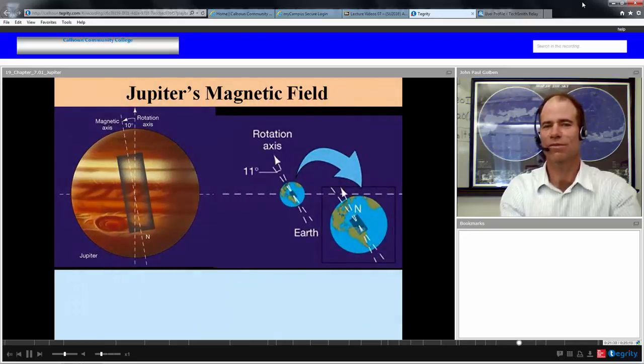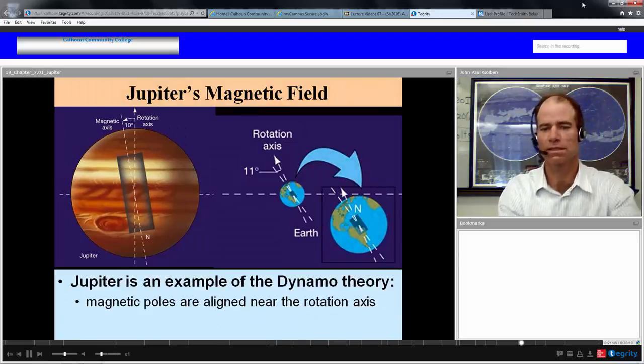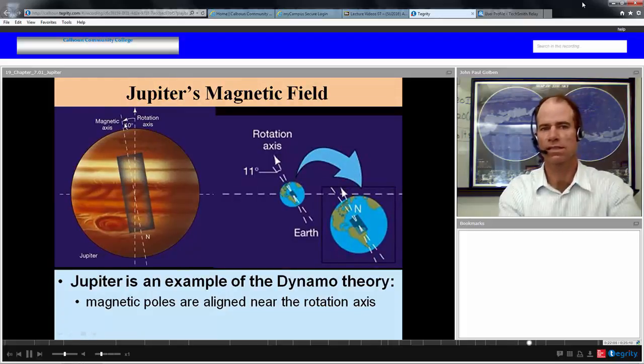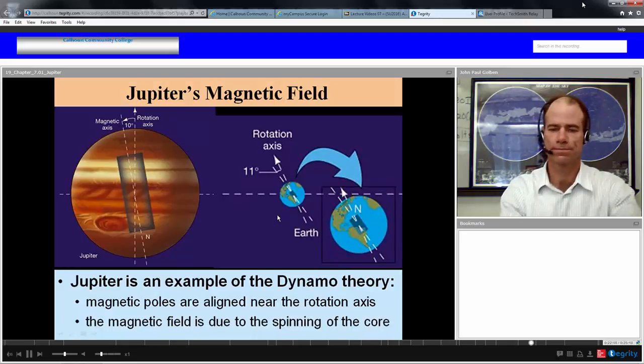Jupiter has a significant magnetic field and is probably a very good example of the dynamo effect, where you have a spinning equator of metallic material, and in this case that spinning metallic material produces a magnetic field that's perpendicular to the plane of that spin. Hence it's aligned near the rotation axis itself. In the case of Jupiter, it's only 10 degrees off. For Earth, it's 11 degrees off. So this is due to the spinning of this metallic hydrogen core.